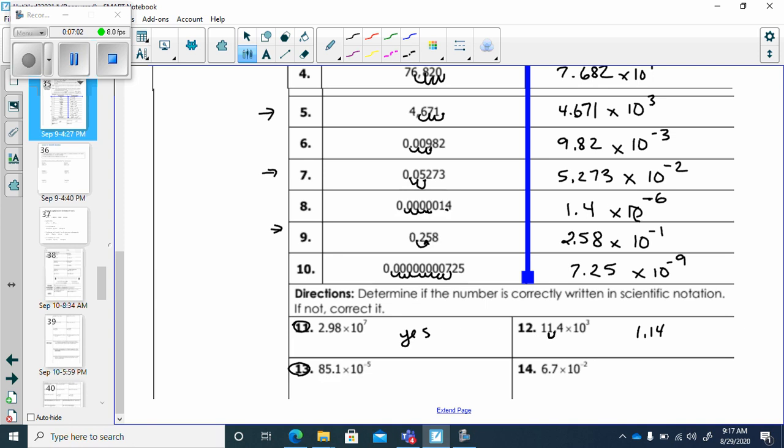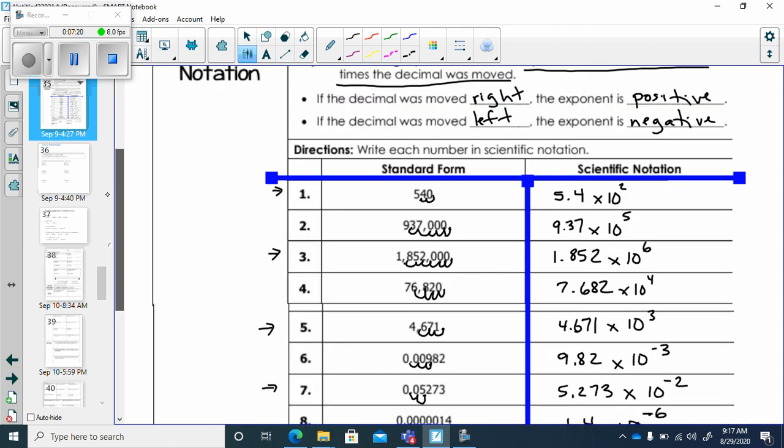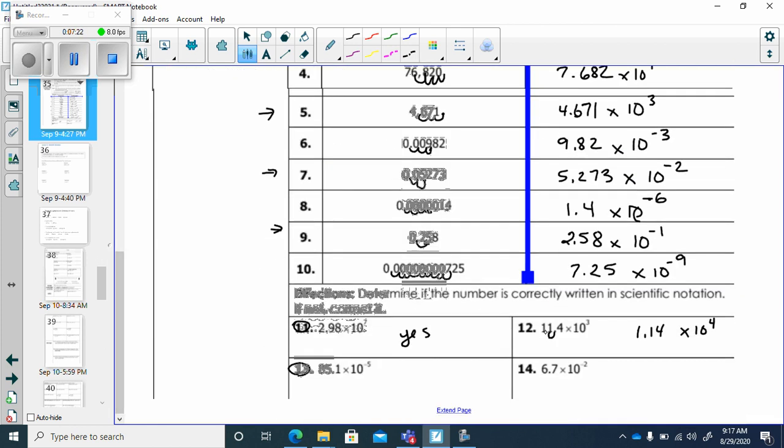I need to move my decimal 1 place this way. All right, if I'm moving it 1 place this way, this number is bigger than that, times 10 to the 4th. Remember, when I move my decimal left, I'm adding positive. So it's 1 more positive, 1.14 times 10 to the 4th.